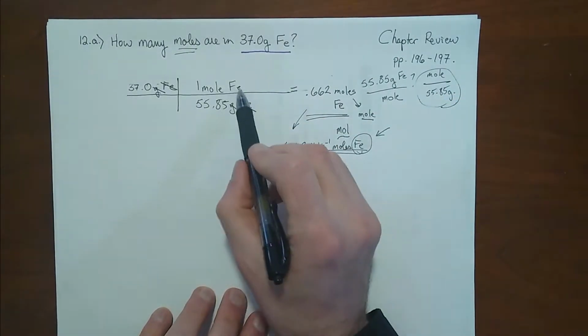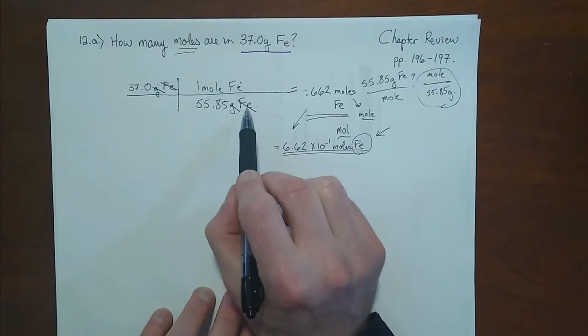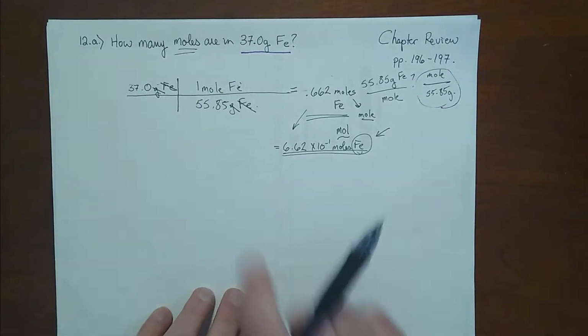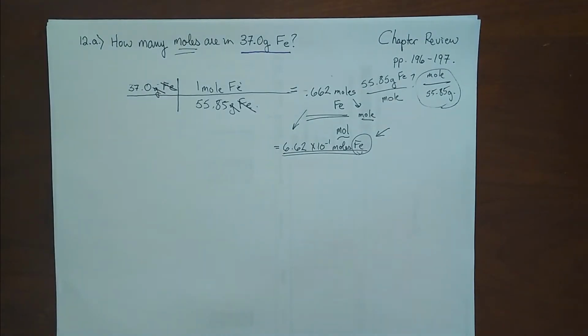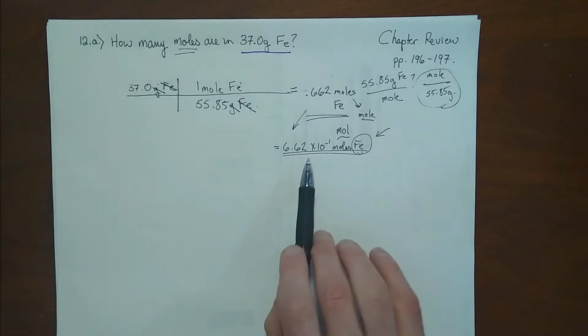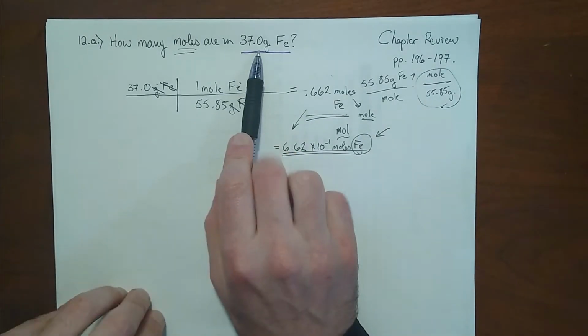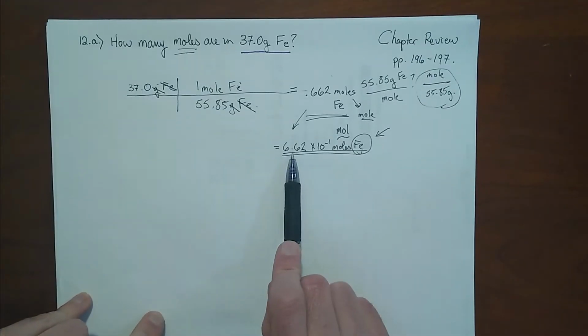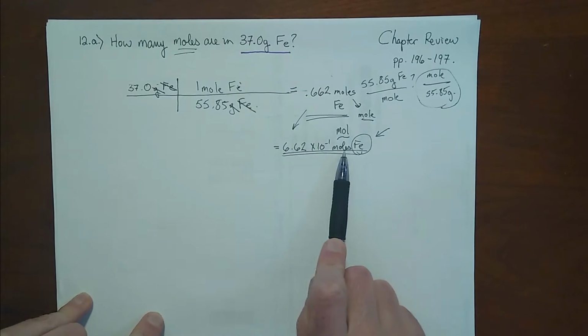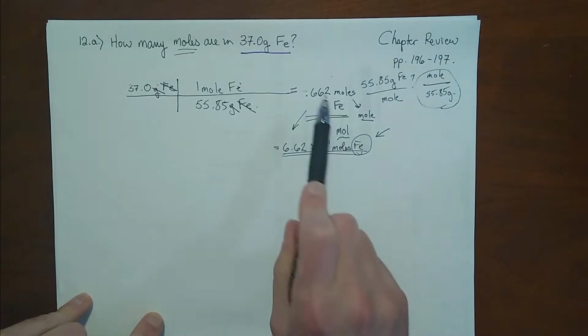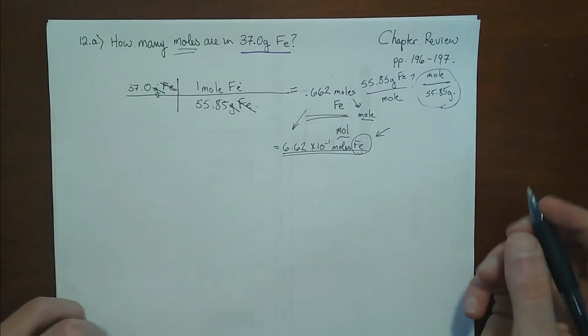You will want to keep track of what element or what compound you're working with in each part of your conversion factor. It will, in fact, be relevant and could lead you to problems if you don't use it. So final answer, 37.0 grams of iron is equivalent to 6.62 times 10 to the negative first moles of iron. Okay, so it's a little bit more than half of a mole of iron.